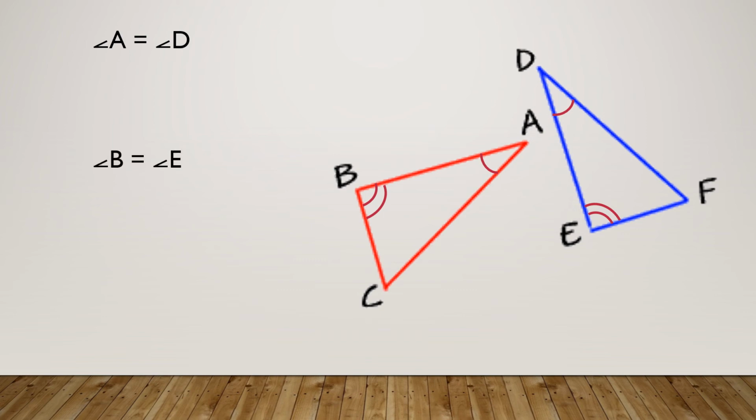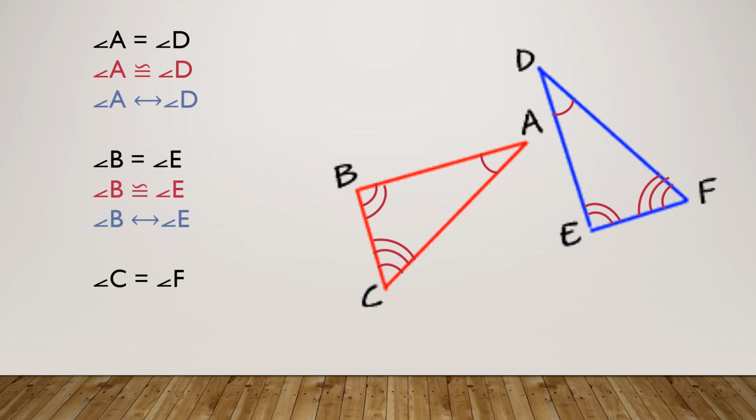So if I want to say that angle B is equal to angle E, I could go ahead and use 2 tick marks to show that. And just like before, you may be noticing a pattern. We're just going to use 3 arcs to show that angle C is equal to angle F. And just like before, we can say angle A is congruent to angle D and that it corresponds to angle D. So we can do this for all of our other angles as well. So just different ways to talk about the same concepts here.